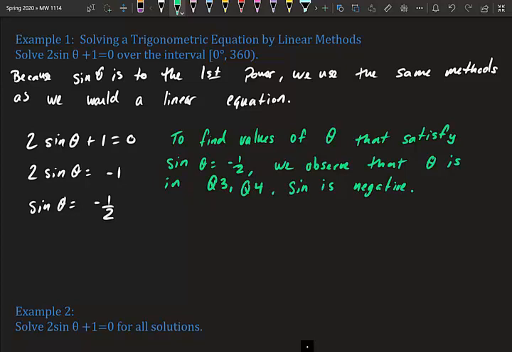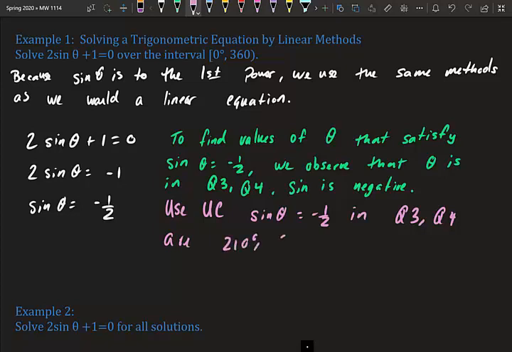To find values of theta that satisfy sine theta equals negative 1/2, we observe that theta is in quadrant 3 or quadrant 4 because sine is negative. So let's use the unit circle. Using our unit circle, sine theta equals negative 1/2 in both quadrant 3 and quadrant 4. If you look at it, we have 210 and 330. Both of those give us sine of negative 1/2. The reason we use degrees is because they ask in degree mode. So our solution set is 210 degrees, 330 degrees.